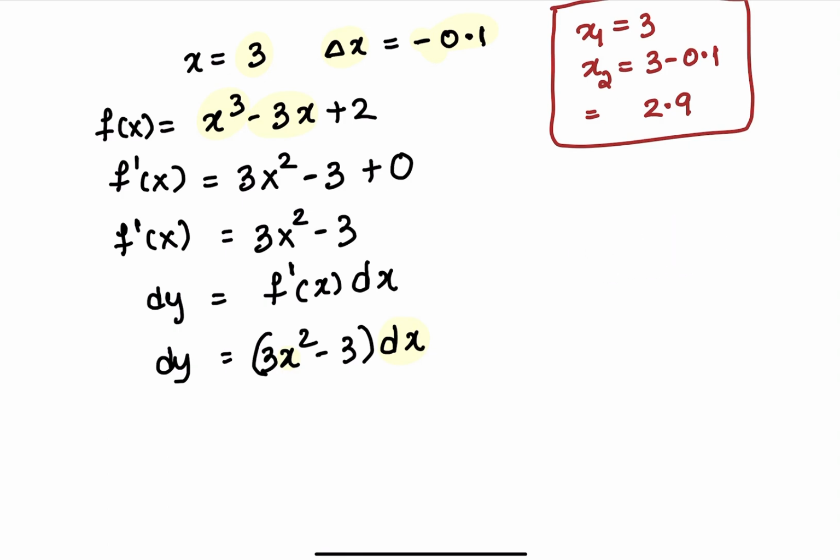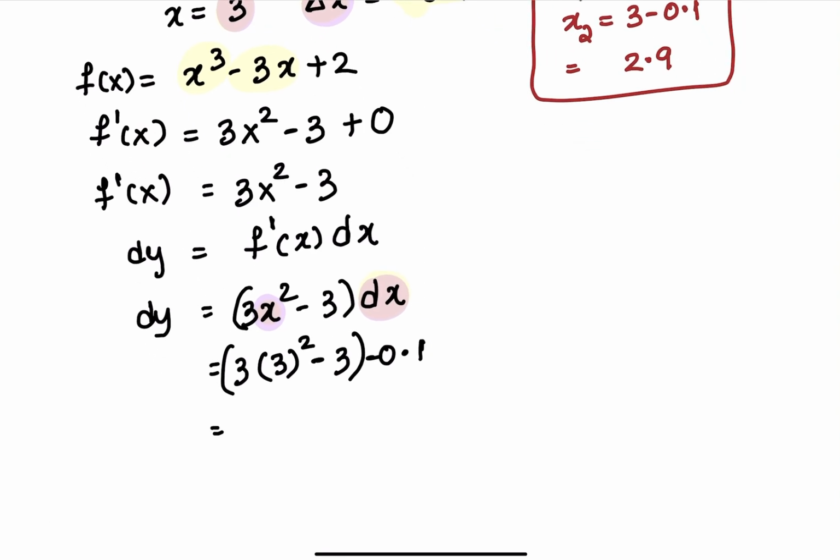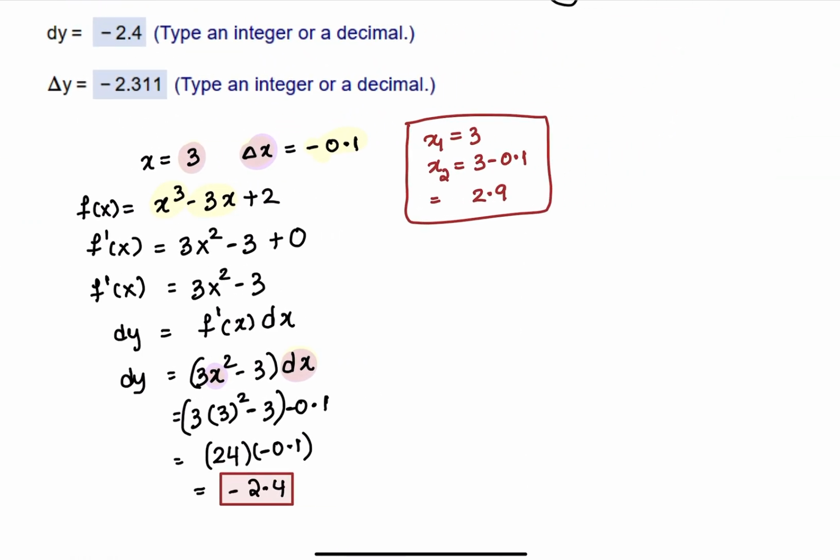All right, so I'm going to go ahead and erase this one. And now let's plug in. This little x is 3, so I'm going to plug that in there. 3 times 3 squared minus 3. And then this little dx is my delta x, which is negative 0.1. Don't forget the negative. Now 3 times 3 is 9. 9 times 3 is 27. 27 minus 3 is 24 times negative 0.1, which is negative 2.4. And let's see if this matches. Drum roll. Yes, negative 2.4, which is right here, matches with my negative 2.4.